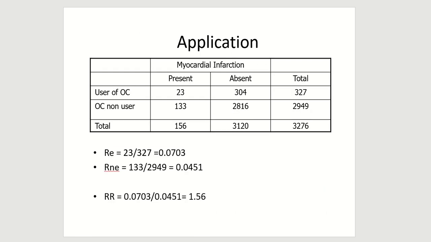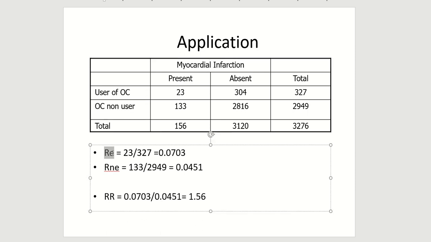So here's another example. This is another application. We're looking at women using oral contraceptives and women not using oral contraceptives. We followed them over a period of time, and we're looking for development of MI. In this example, we're going to calculate the risk of myocardial infarction in the users of oral contraceptives versus the non-users, and let's see what happened.